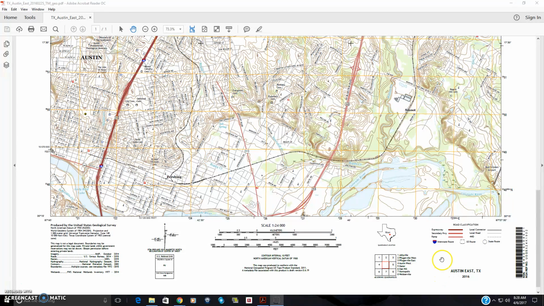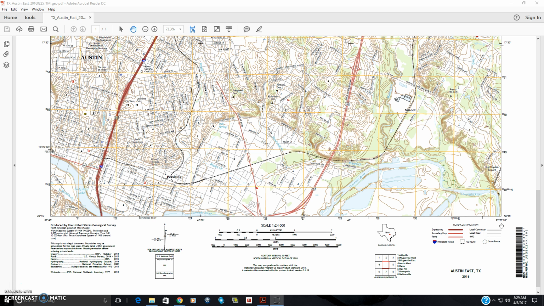And when we look at a topographic map, we can see the latitude and longitude noted in the corners of the map. Notice that I see two numbers. In this southwest corner, I see 30 degrees, 15 minutes, and I also see 97 degrees, 45 minutes. If I scroll over here to the southeast corner, I also see two numbers, 30 degrees, 15 minutes, and then 97 degrees, 37 minutes, 30 seconds.